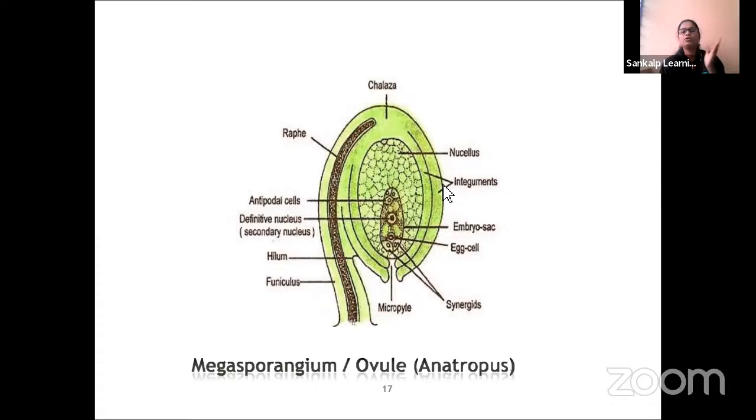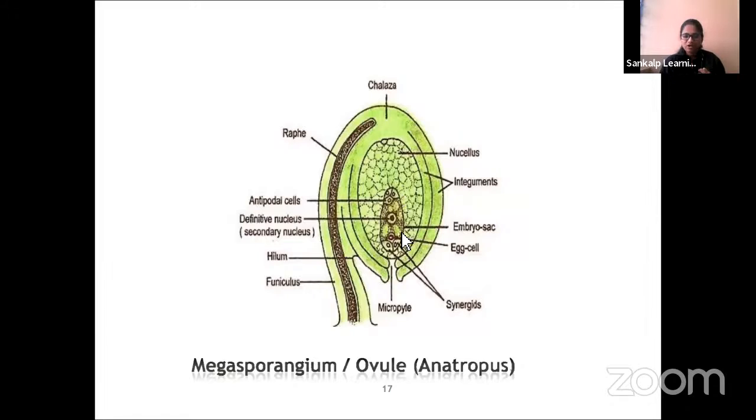So the outer one is the outer integument, and the inner one is the inner integument. At one end, the integuments will not be there. That free part is called the micropyle. The opposite end of the micropyle is called the chalaza. Chalaza is where the integuments begin. The end where the integuments start is called the chalazal end.